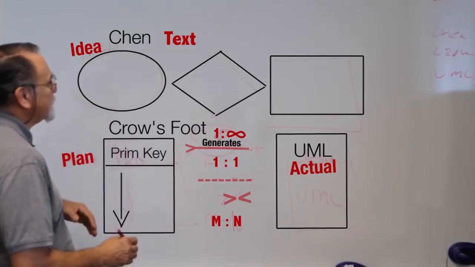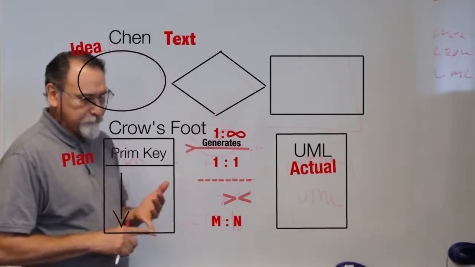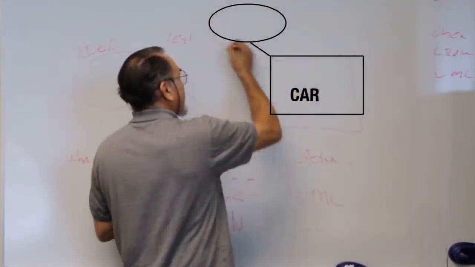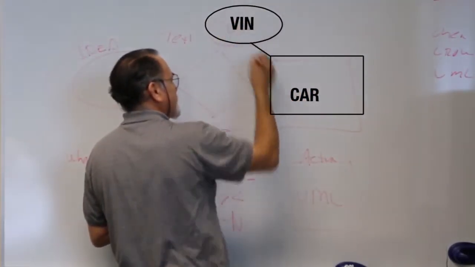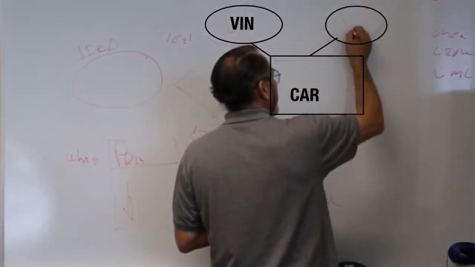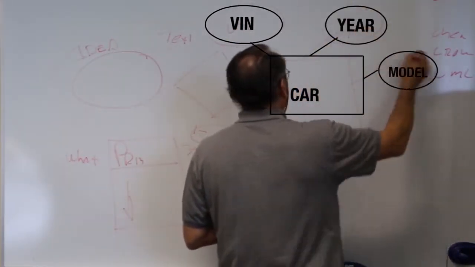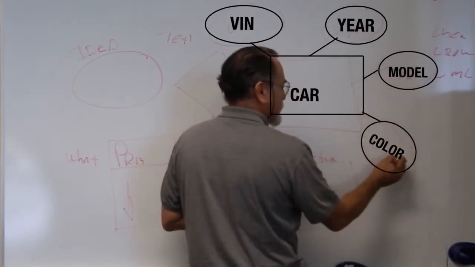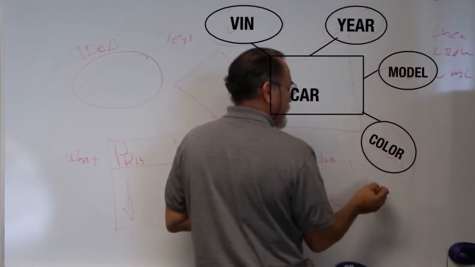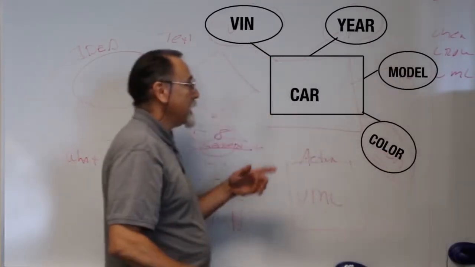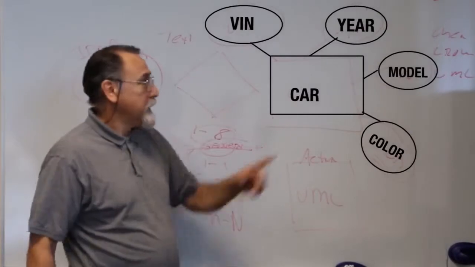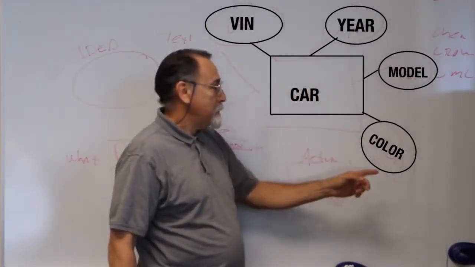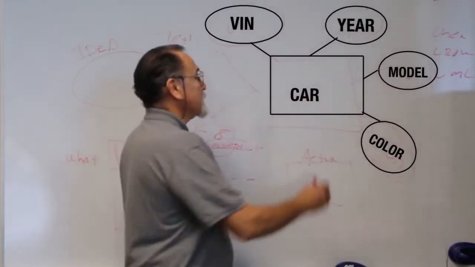For example, they have a car, so this would be the car. A car can have a VIN number, a car can have a year, a car can have a model number, and a car can have a color. Now understand that on the color, you can have many types of color. A car can only have one VIN. A car can only have 1 year. A car can only have one model. But a car can have many colors.